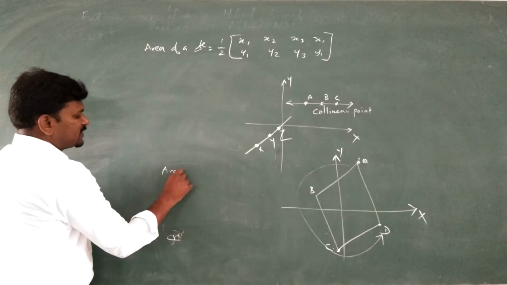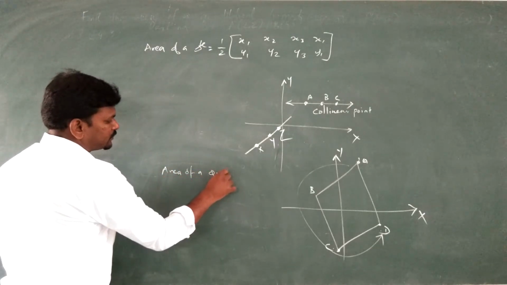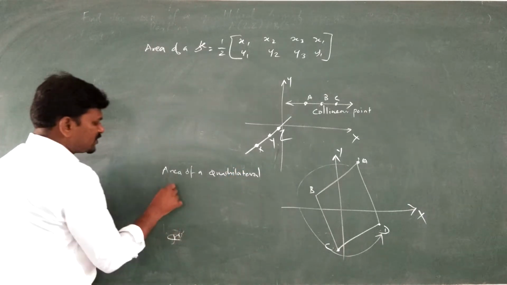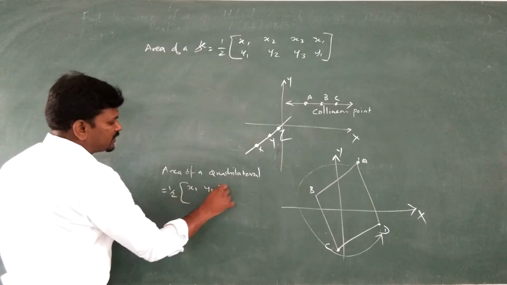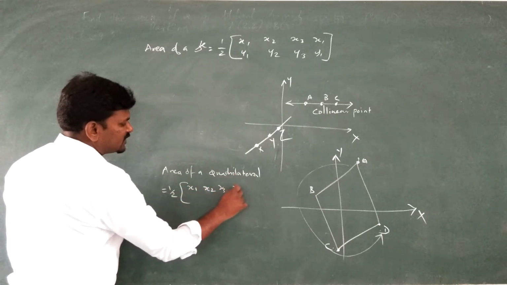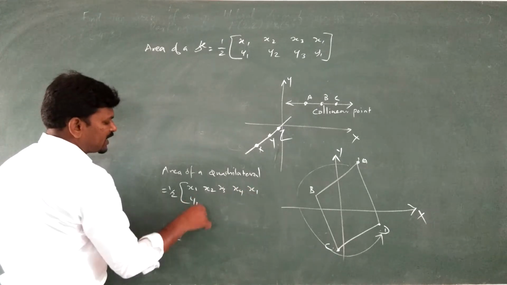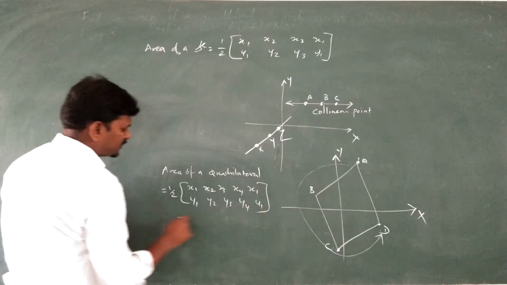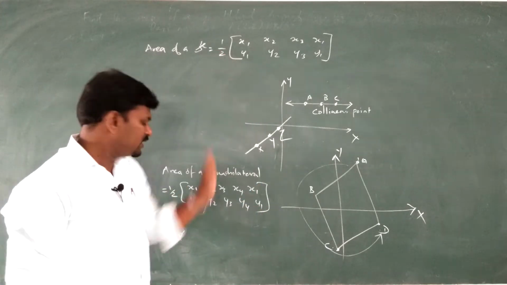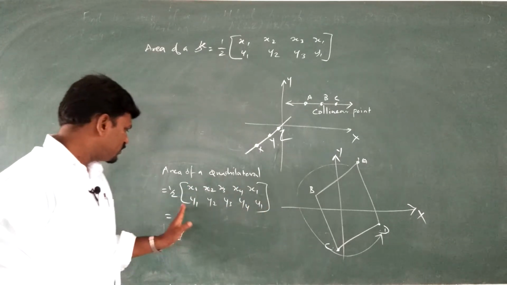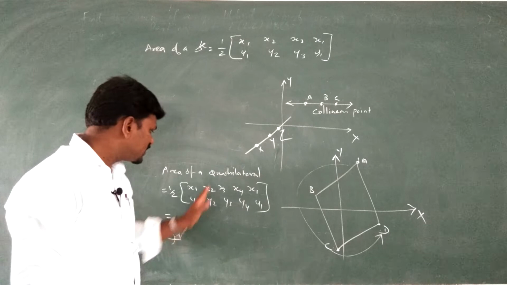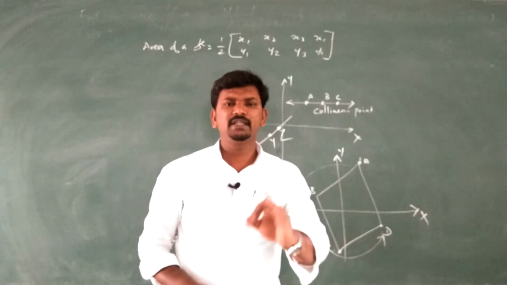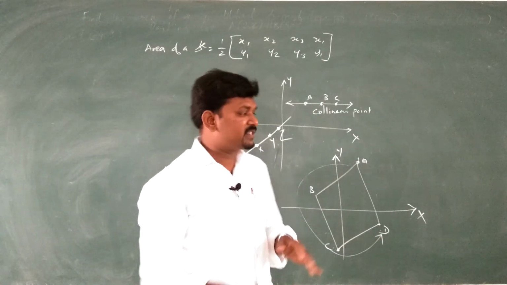So for that, area of a quadrilateral is equal to 1 by 2 into x1, x2, x3, x4, x1, and similarly y1, y2, y3, y4 and y1. Then as we did for the triangle, the same way we multiply this 1 by 2 into cross multiplication, minus this way cross multiplication, then we simplify and find the answer. So these are the main 3 concepts that we discussed in the first exercise.